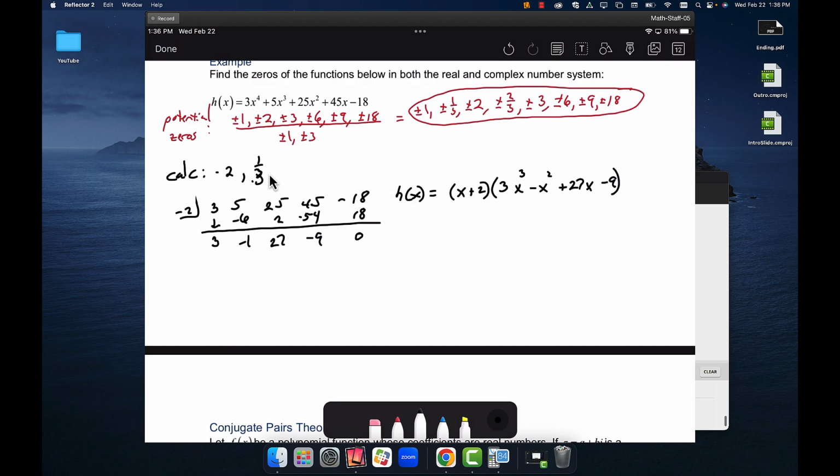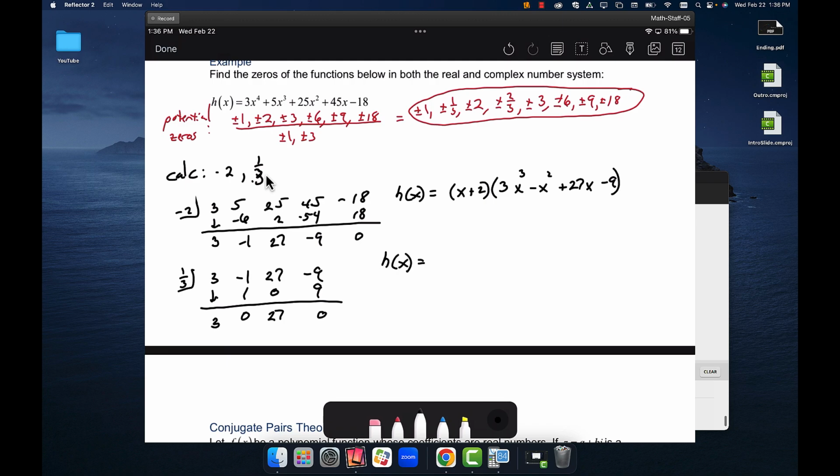So we'll use our other 0 from the calculator, 1/3, put it in the box. Just going to drop down those same numbers from earlier. Remember, bring down the 3 first, multiply, add, multiply, add, multiply, add. Notice we get a 0 remainder. That's a good indication that we're on the right track. We wanted that 0 remainder.